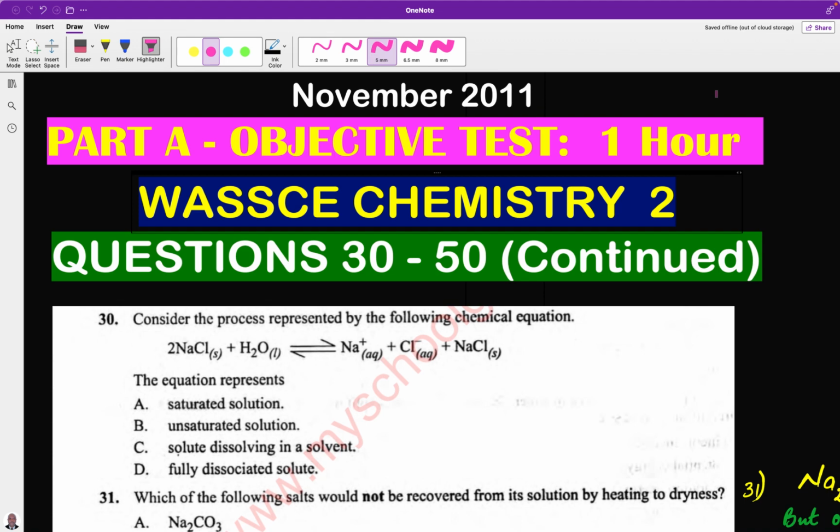That's why you see sodium chloride salt still there. That is the solid, and the ions that were dissolved there too. So the equation represents a saturated solution. B, it represents an unsaturated solution. C, it represents solid dissolving in a solvent. D, fully dissociated solid. The right answer is a saturated solution. 30 is A.